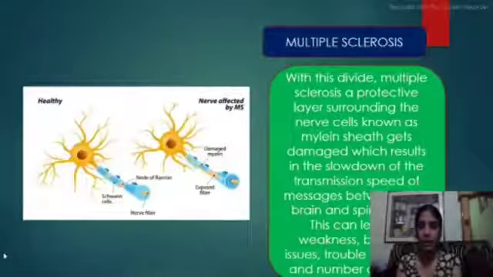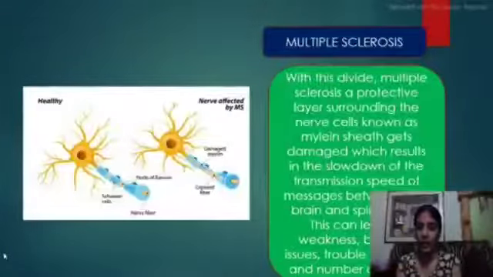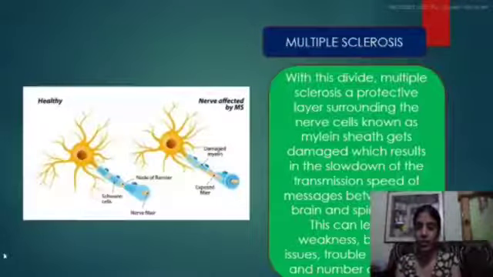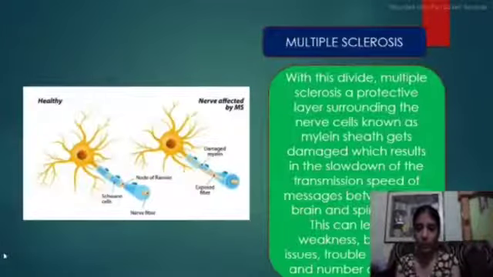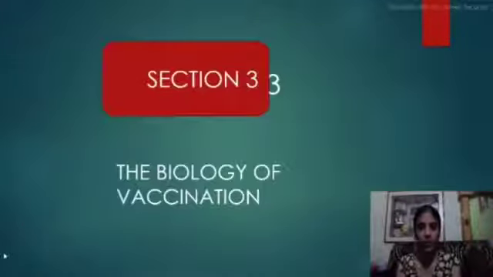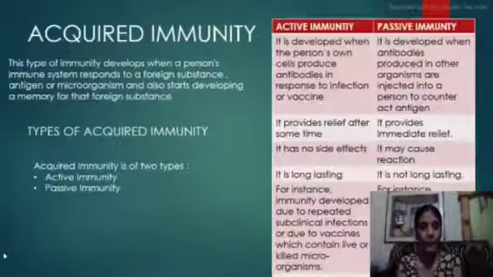So let's come to multiple sclerosis. With multiple sclerosis, the protective layer surrounding the nerve cells, known as the myelin sheath, gets damaged, which results in a slowdown of the transmission speed of messages between the brain and the spinal cord. Its symptoms include weakness, trouble in walking, and many more. So now it comes to section 3, which includes the biology of vaccination.